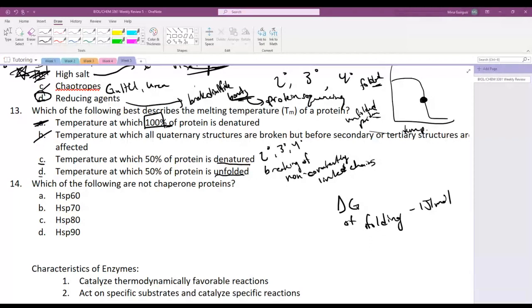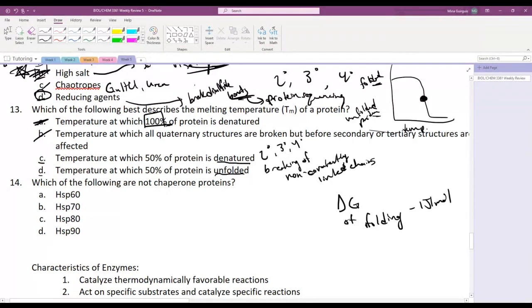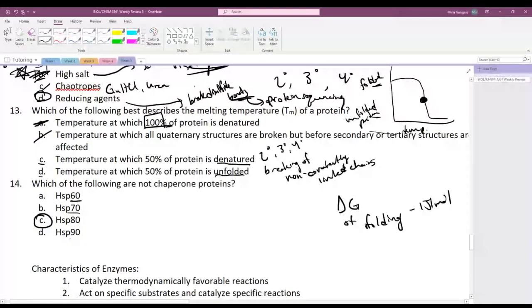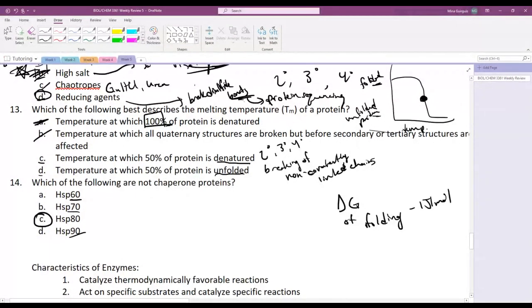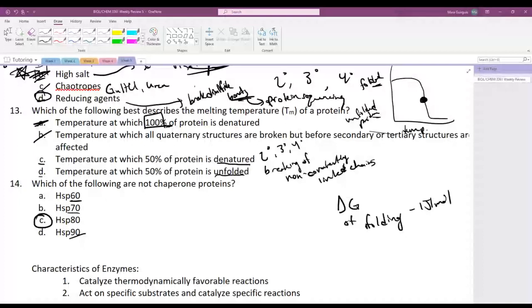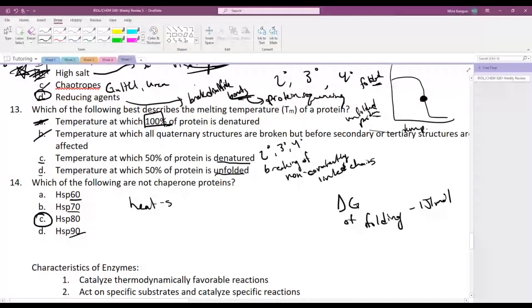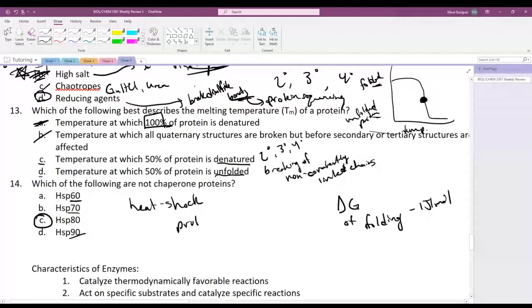But one thing to recognize is that only 3 of these are chaperones, despite them being 60, 70, 80, 90, like that's pretty good to me. 80 is not a chaperone protein. 60 is, 70 is, and 90 is. Okay? One other thing to mention here, just very briefly, is that HSP stands for heat shock protein. Heat shock protein.